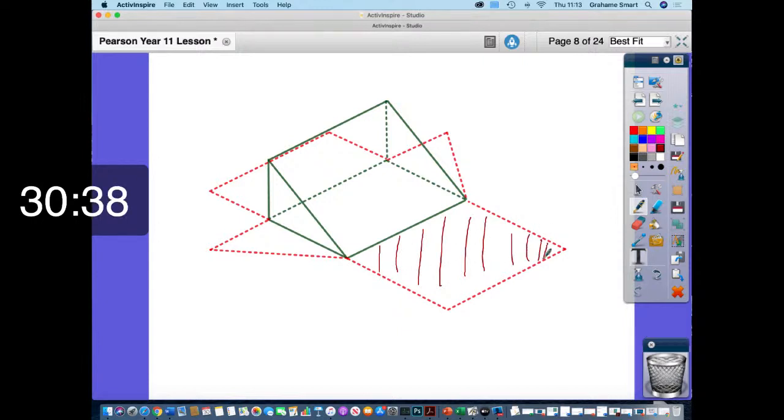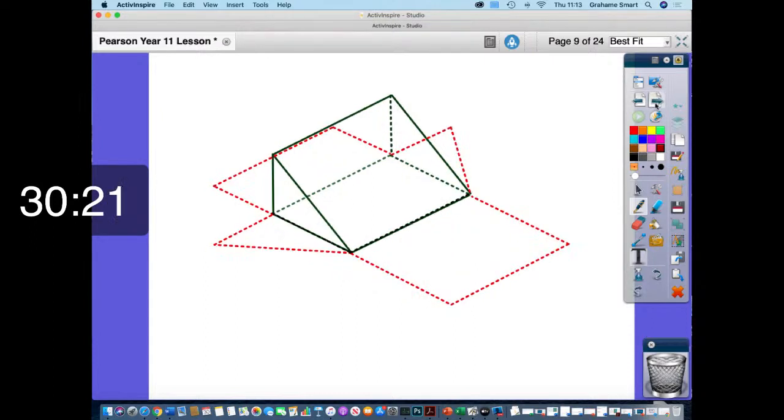And some of you might straight away be thinking about this and be thinking, how do I know what that length there is? Have a think about, where's that length on the triangle? If I folded that back into a triangular prism, what would the length of this side be? Okay, and we'll get to that as we go on.